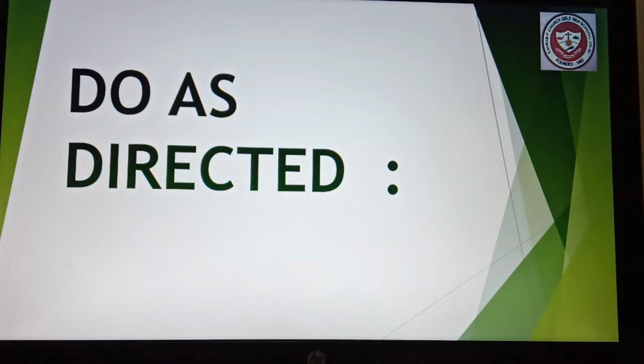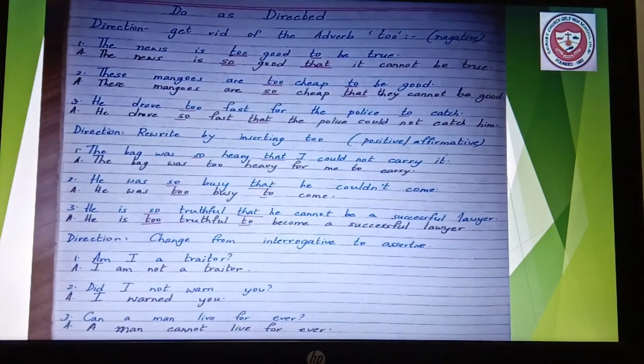We will not do it miscellaneously in this context. We will proceed segment wise. How? Like this. Suppose, do as directed. I have given a direction and then a few examples, so I am going to proceed segment wise here. See the first direction given. Here, you have to get rid of the adverb "too," T-O-O.